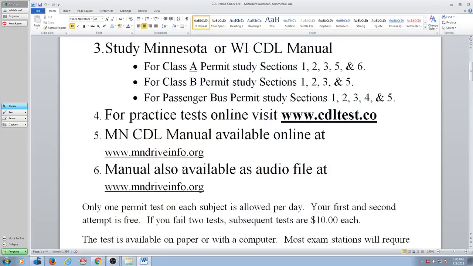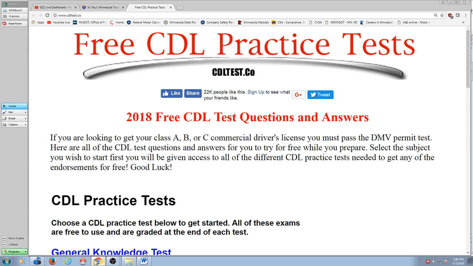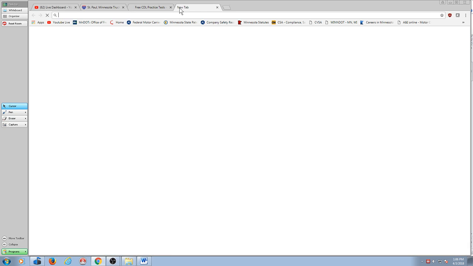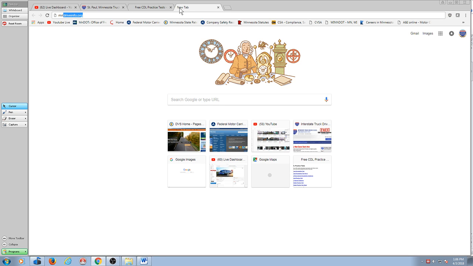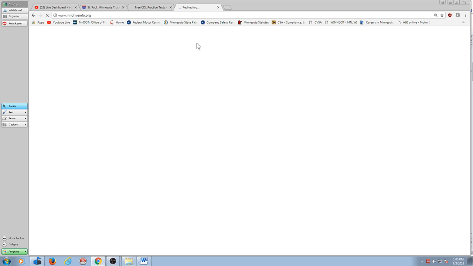Now the manual is available online at mindriveinfo.org. So the state manual, the one that we've handed out to you, is also available online. So here is their main website.